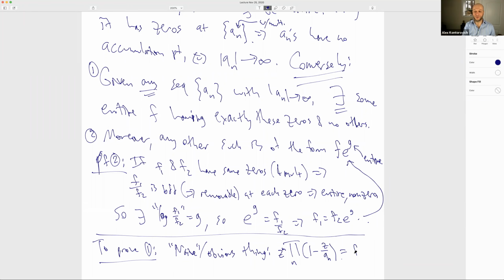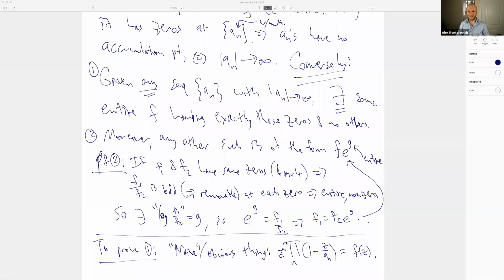Right? Can this be our function f? It vanishes exactly at the a_n's and at 0 if you like, with whatever multiplicity you like. Does that make sense? What's the problem? Why aren't we done?